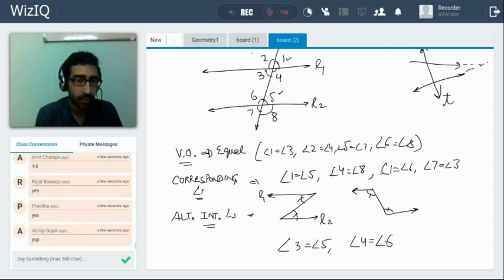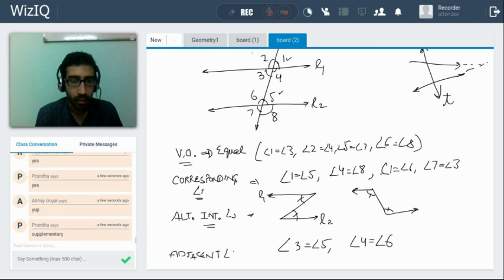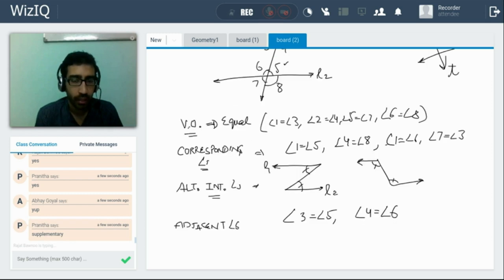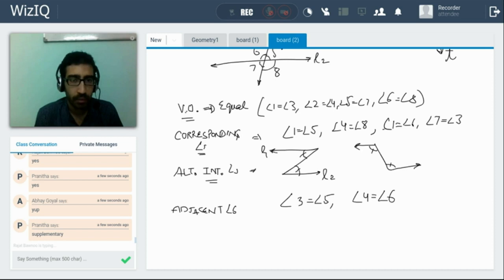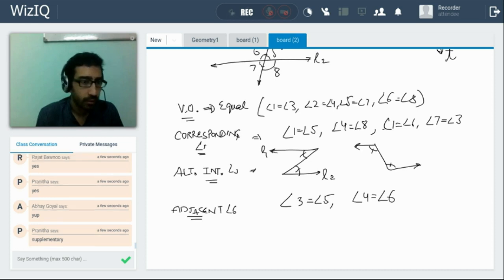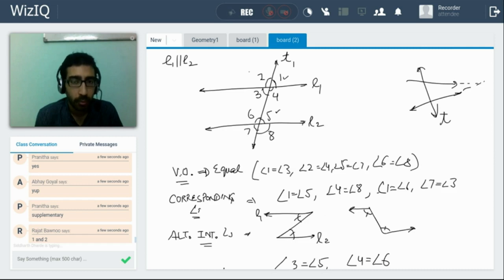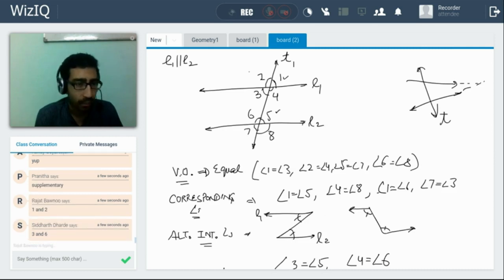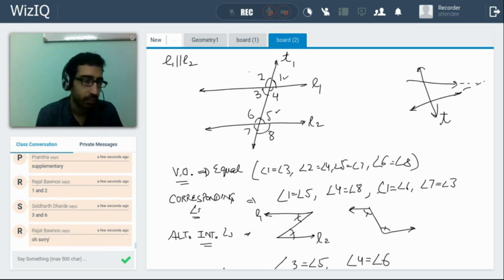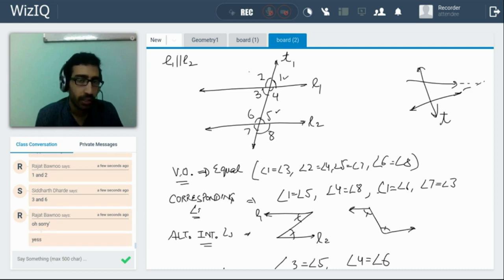What about adjacent angles? Not very often used, but adjacent angles have a lot of application. Adjacent angles are supplementary. Very good, Pranitha. So adjacent angles would not be 1 and 2, Rajat. Adjacent angles would be 4 and 5, or 3 and 6. When you have two parallel lines, the angles facing each other are supplementary. So 4 and 5 are not equal, they are supplementary.